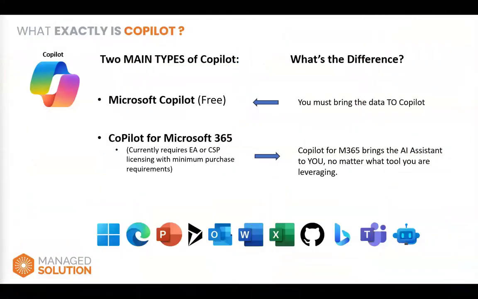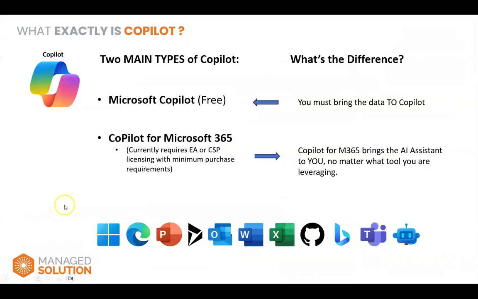To recap, what we talked about in our last episode was that there's really 2 main types of Copilot. There's Copilot for free, where you must bring the data to Copilot, and there's Copilot for Microsoft 365, where Copilot brings the AI assistant to you no matter what tool you're leveraging. Now, there are some few iterations in between. Copilot Studio, for example, has a few different iterations in order to build chatbots, in order to do things for your organization that helps it more on a scripted basis. But essentially, these are the 2 main versions here.